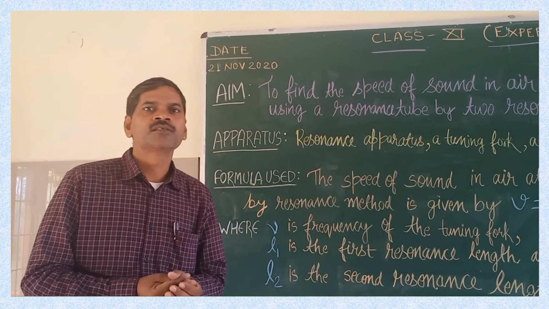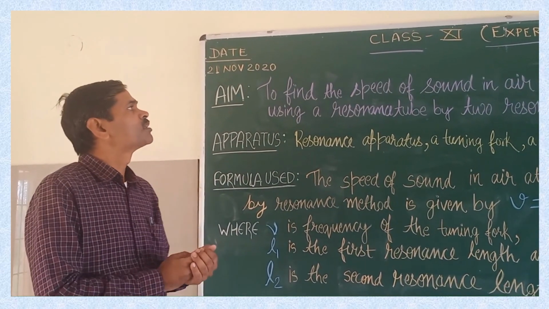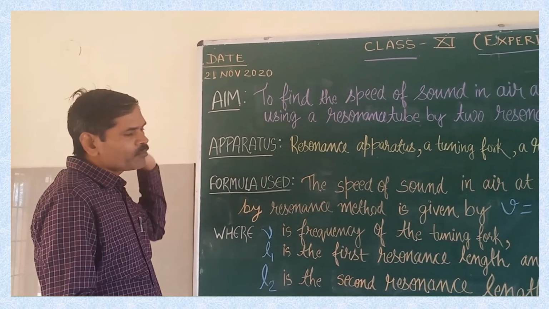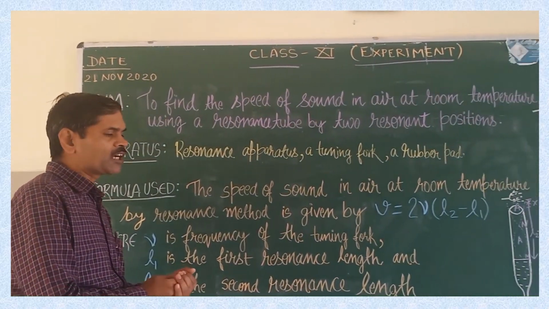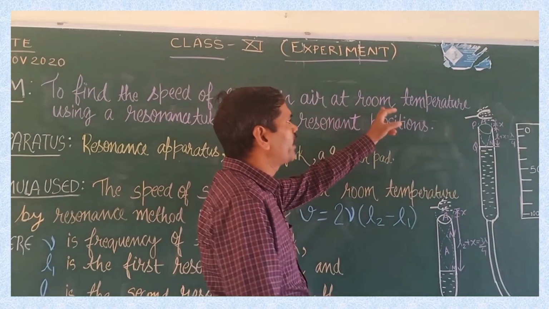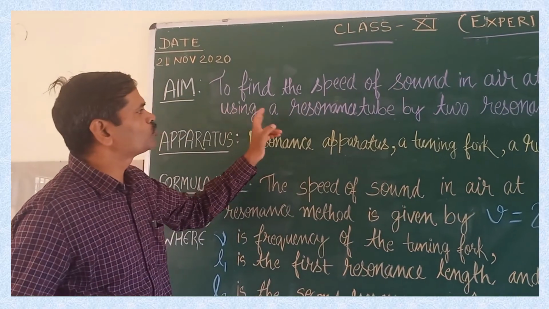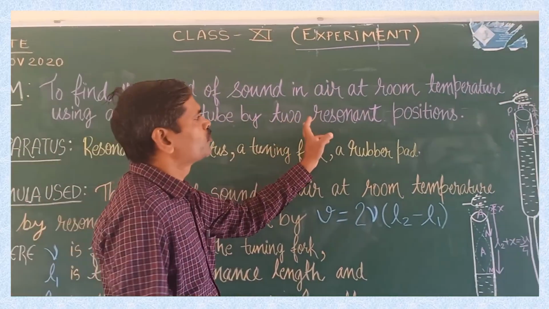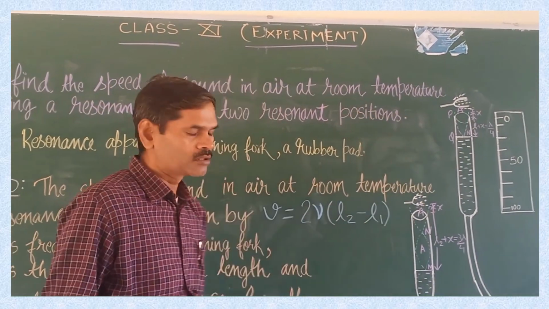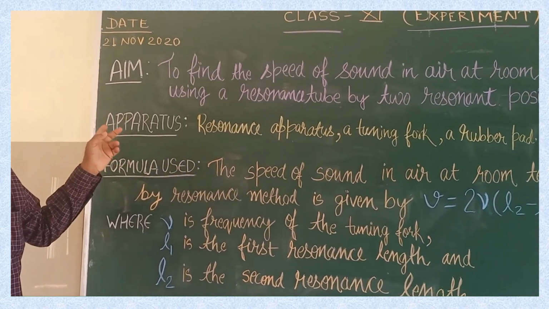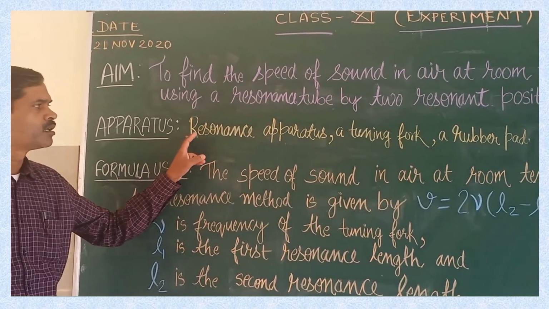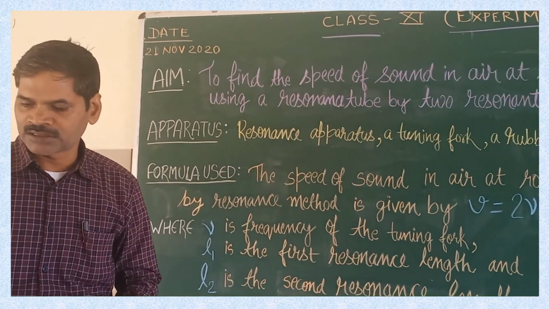Hello students, today I am going to discuss an experiment. Aim of the experiment: to find the speed of sound in air at room temperature using a resonance tube by two resonant positions. The required apparatus for this experiment are resonant apparatus.